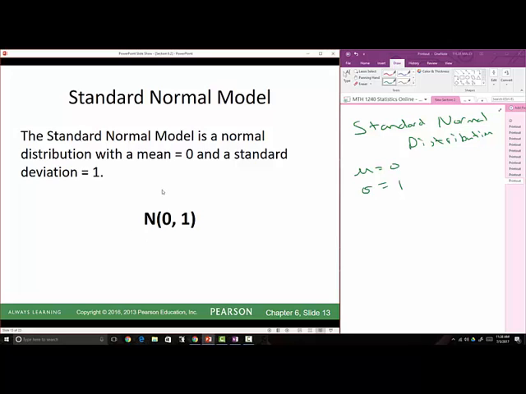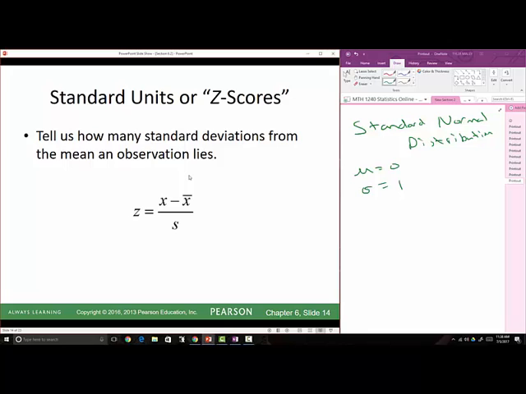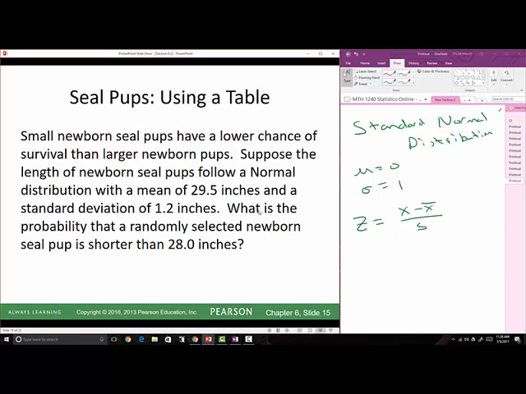Or if you're talking about z values, this is the distribution you're talking about. So remember how to calculate a z-score: we take the x value minus the mean divided by the standard deviation, right? So remember z equals x minus x bar all over s. Right? So here's another example, and I'm going to solve this problem using the table.